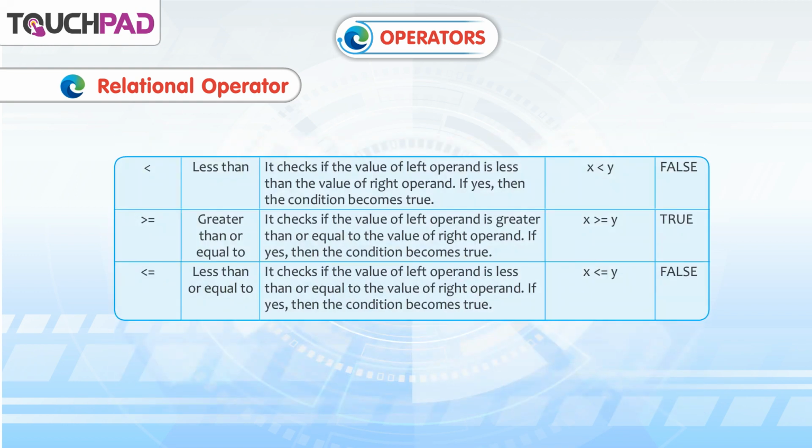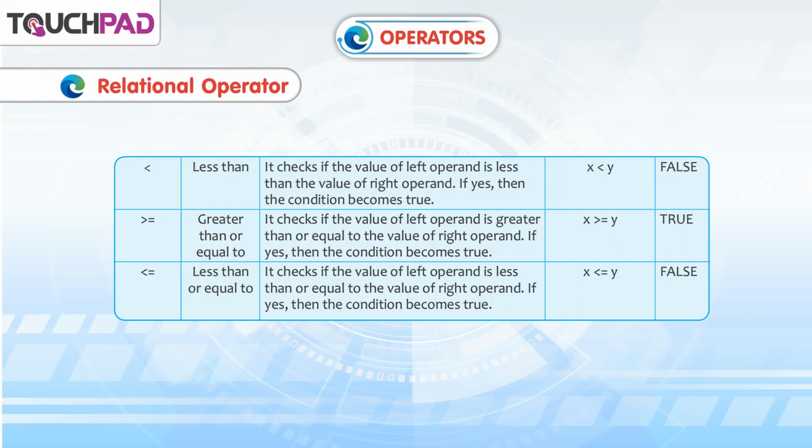True. Less than. It checks if the value of left operand is less than the value of right operand. If yes, then the condition becomes true. X is less than y. False. Greater than or equal to. It checks if the value of left operand is greater than or equal to the value of right operand. If yes, then the condition becomes true. X is greater than or equal to y.